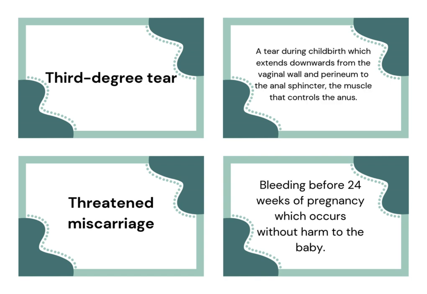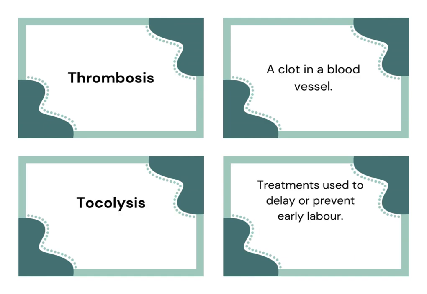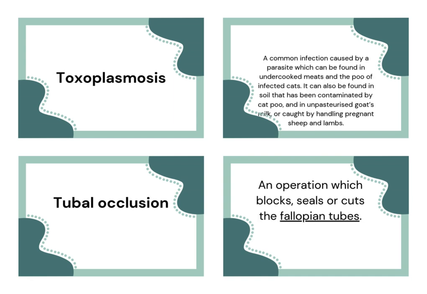Third-degree tear, a tear during childbirth which extends downwards from the vaginal wall and perineum to the anal sphincter, the muscle that controls the anus. Threatened miscarriage, bleeding before 24 weeks of pregnancy, which occurs without harm to the baby. Thrombosis, a clot in a blood vessel. Tocolysis, treatments used to delay or prevent early labor.